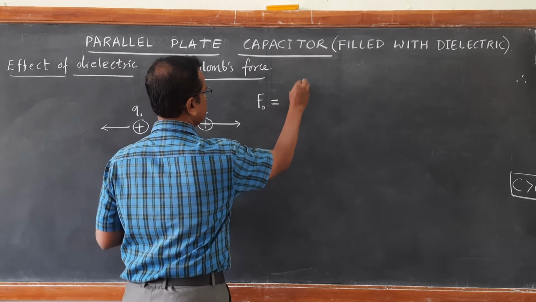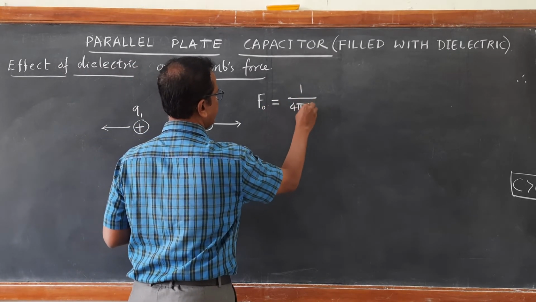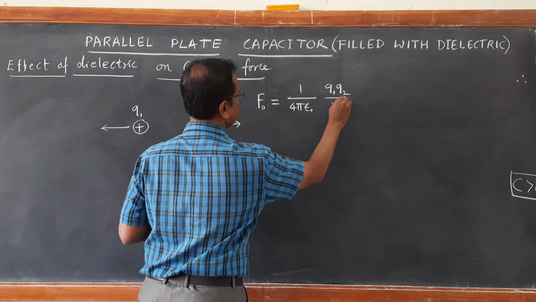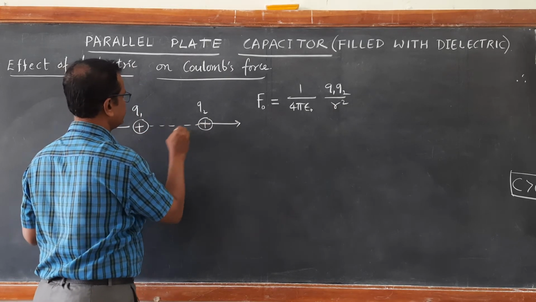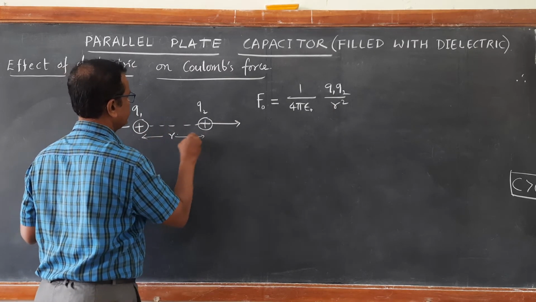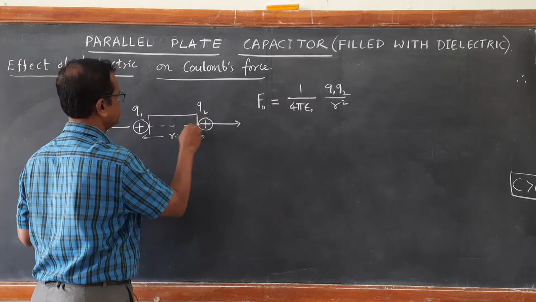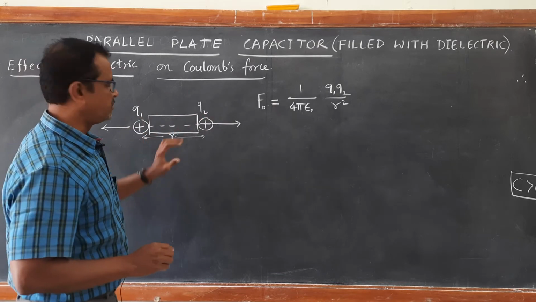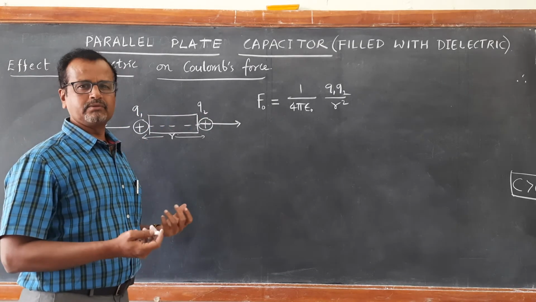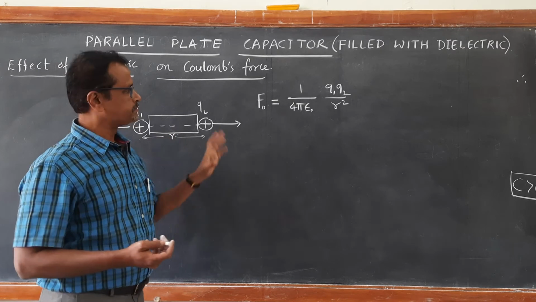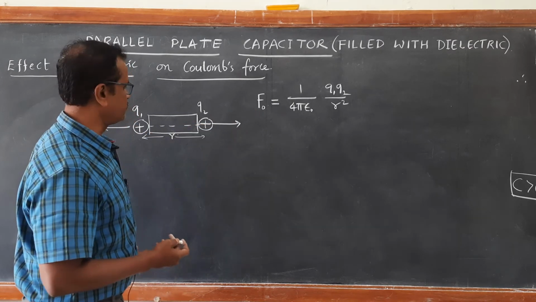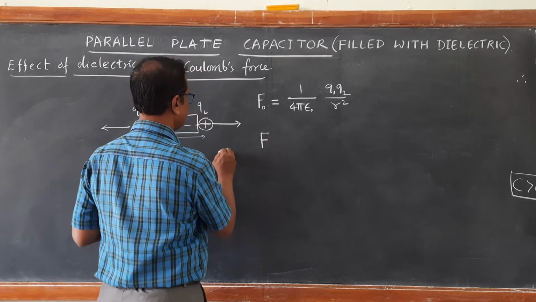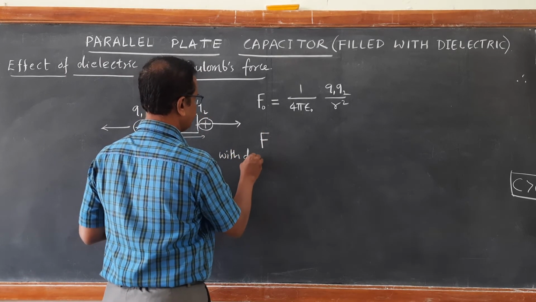by F naught equal to 1 by 4 pi epsilon naught Q1 Q2 by R square, where R is the distance of separation between the 2 charges. Now, if this R is filled with some dielectric, like glass medium or any oil medium or any other dielectric like wood or paper, then what happens to this Coulomb's force? Coulomb's force now changes. This is F with dielectric medium.